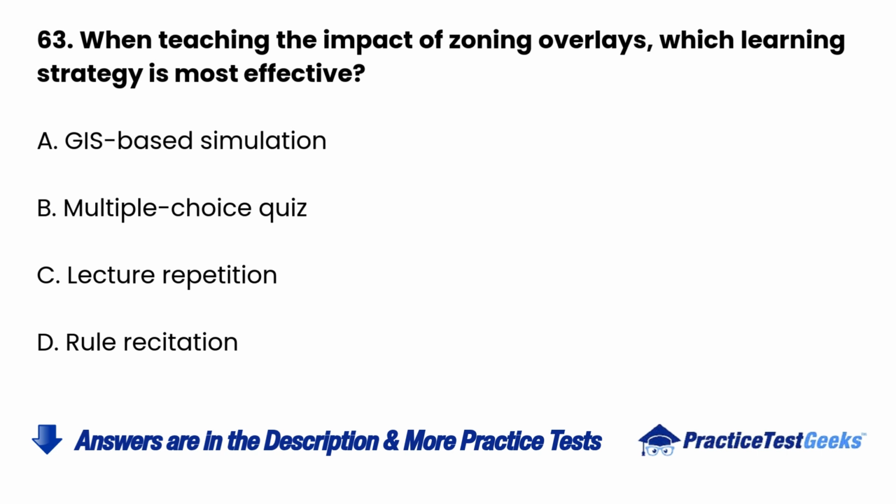63. When teaching the impact of zoning overlays, which learning strategy is most effective? A. GIS-based simulation. B. Multiple choice quiz. C. Lecture repetition. D. Rule recitation.